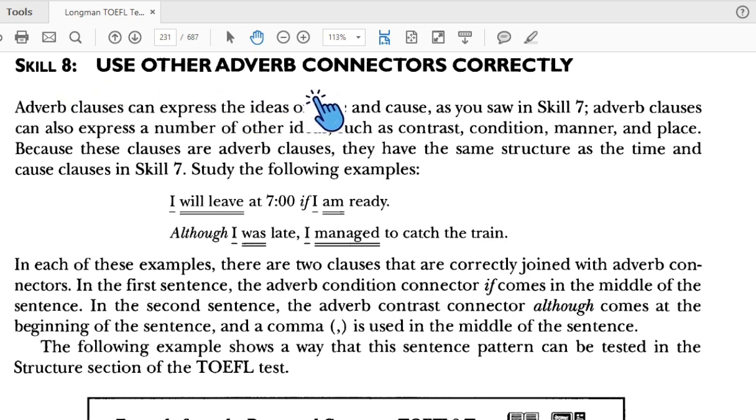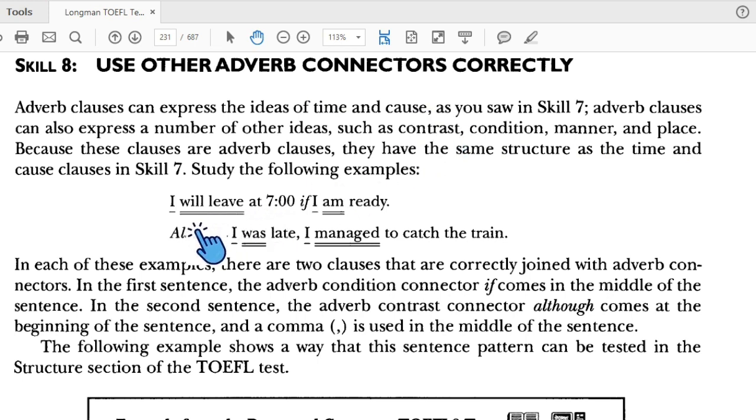Okay, use other adverb connectors correctly. Last time it was adverb clauses of time and cost. Adverb clauses can express the ideas of time and cost. It's the same rules as you saw in skill 7, but adverb clauses can also express a number of others, such as contrast, condition, manner, and place. In skill 7 it was only time and cost.